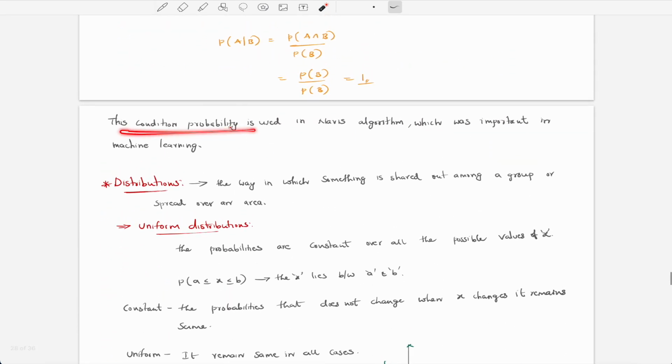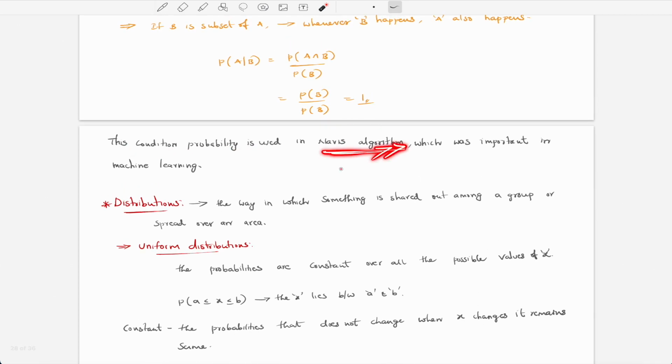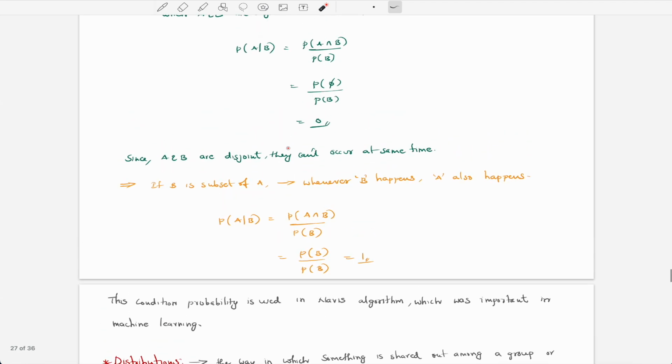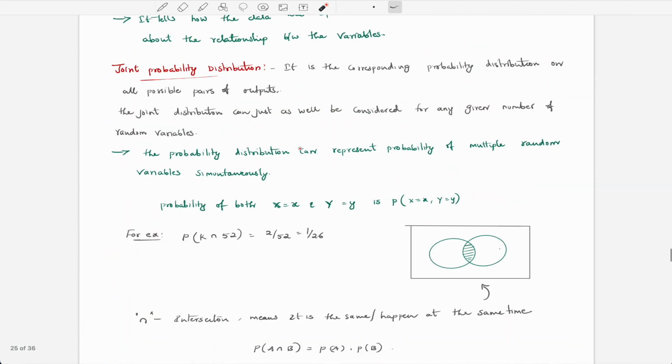Conditional probability is used in the Naive Bayes algorithm, which is important in machine learning. We will go into these in our machine learning lectures. Don't worry about all this, as of now just ignore this, okay? I hope you understand these topics.